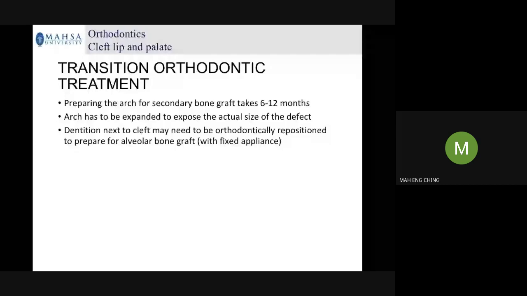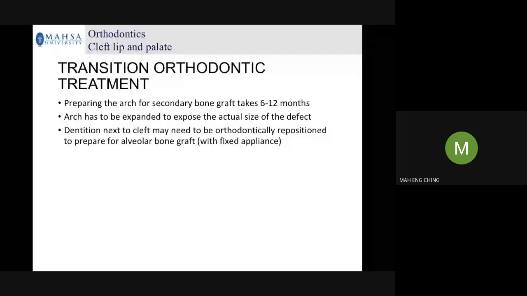So the arch has to be expanded to expose the actual size of the defect. Sometimes, because they repair the lips or the palate too early, everything will constrict into a narrow arch. So you need to use an expander to expand the arch back to the normal size before the surgeon can come in to pack the bone.